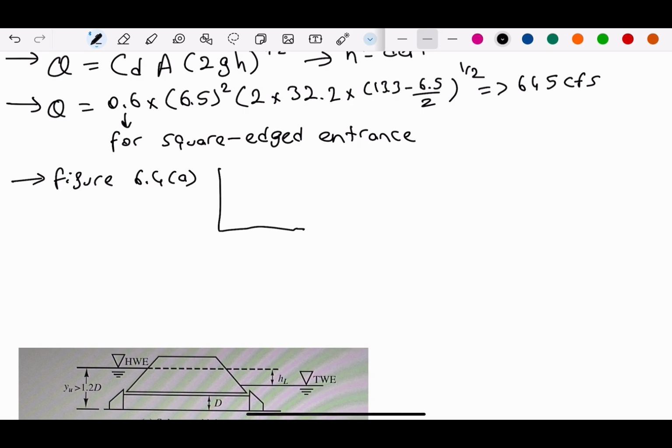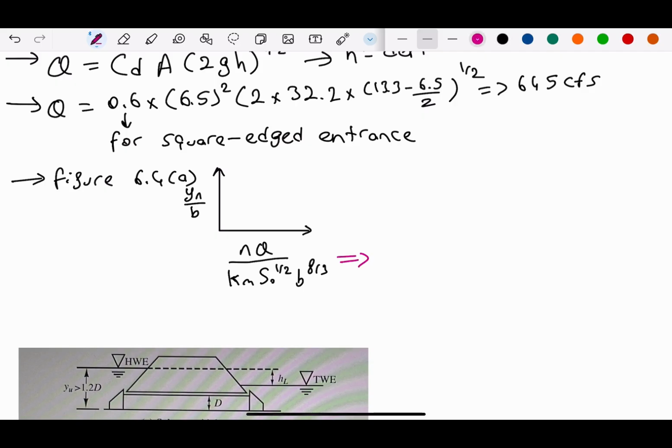So we will have a graph like this, and on the x-axis we have nQ over K_m b^(8/3). Based on this value, we will have another value on the y-axis, which is yn over b.